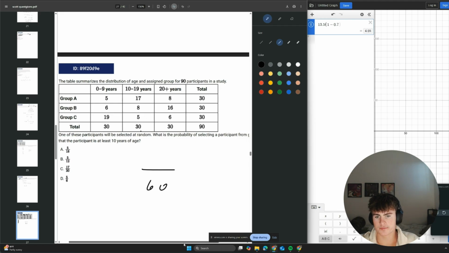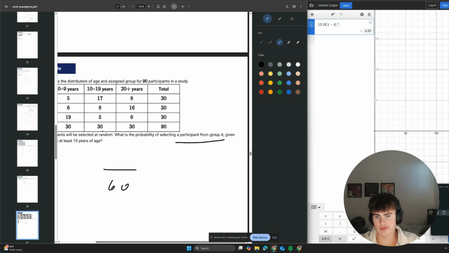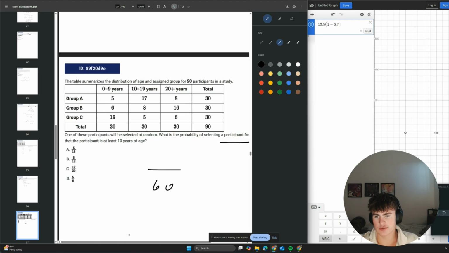And then participant from group A. So this would just be the people out of that 60 that are in group A. So you're looking here, go to the right. 17 plus 8 is going to be 25 over 60, which you can simplify down to 5 over 12. Yeah, so that's B.